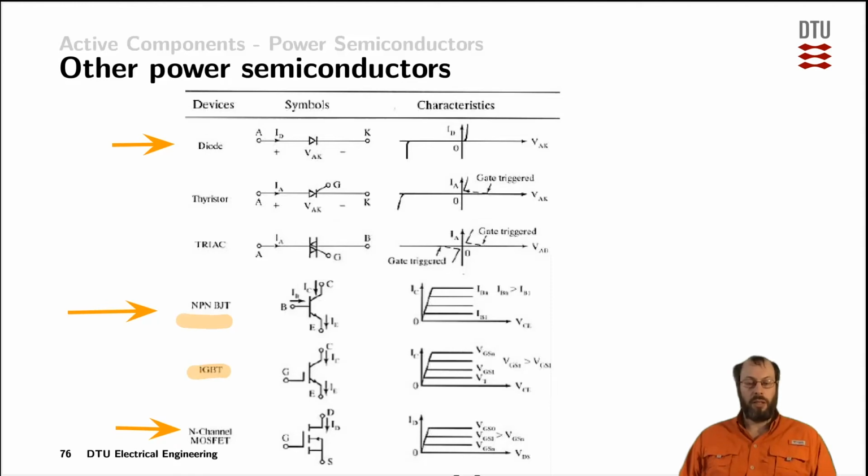IGBT stands for insulated gate bipolar transistor. The insulated gate is a hint to the similarity to MOSFETs, and the bipolar transistor is a hint to the similarity of bipolar junction transistors. In fact, their drive is very similar to the MOSFET, and you can actually use MOSFET gate drivers to drive IGBTs. The power part of the transistor is very similar to the behavior of a bipolar junction transistor.